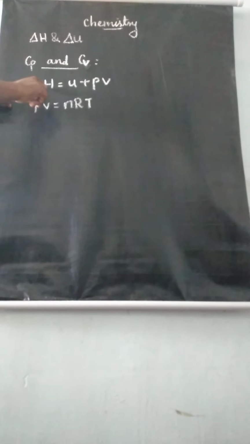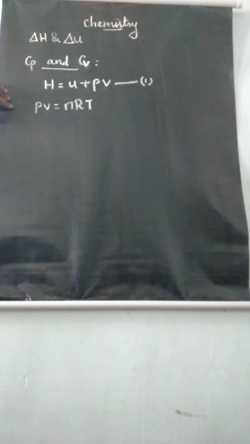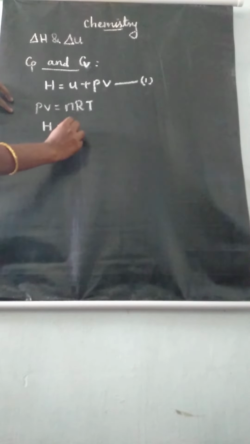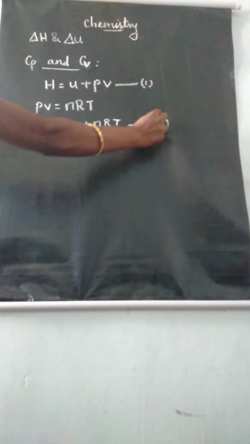First consider the enthalpy formula: H is equal to U plus PV. You know the ideal gas equation, PV is equal to nRT. Consider this as equation 1. Substitute this PV value in this equation. If you substitute, H is equal to U plus nRT. Consider this as equation 2.